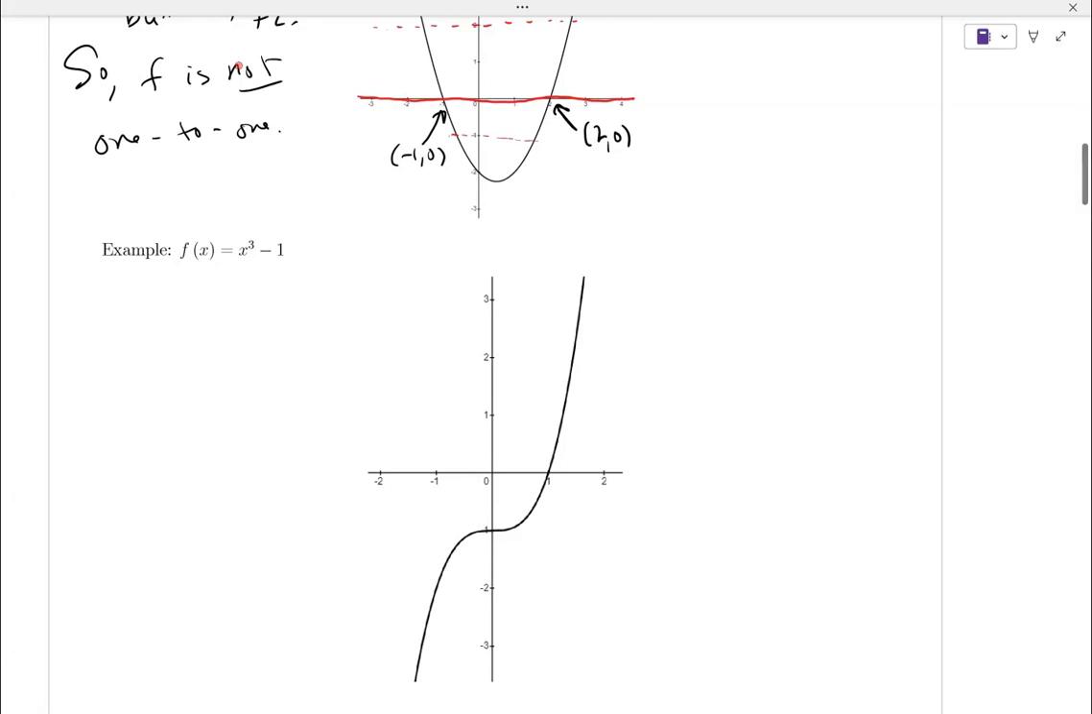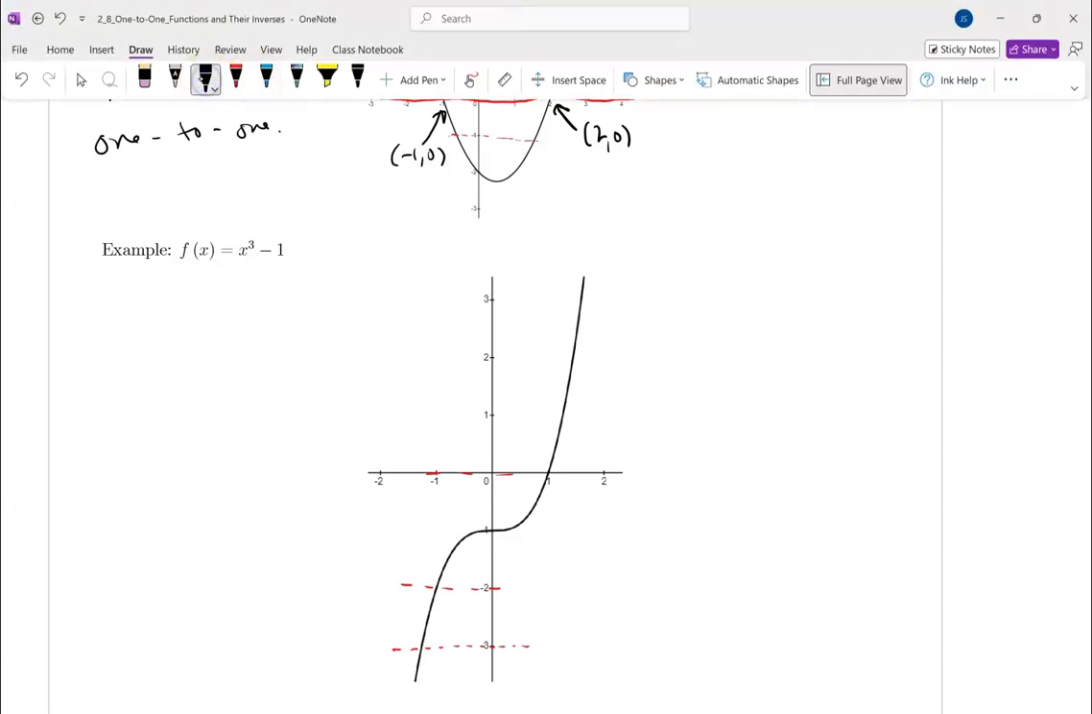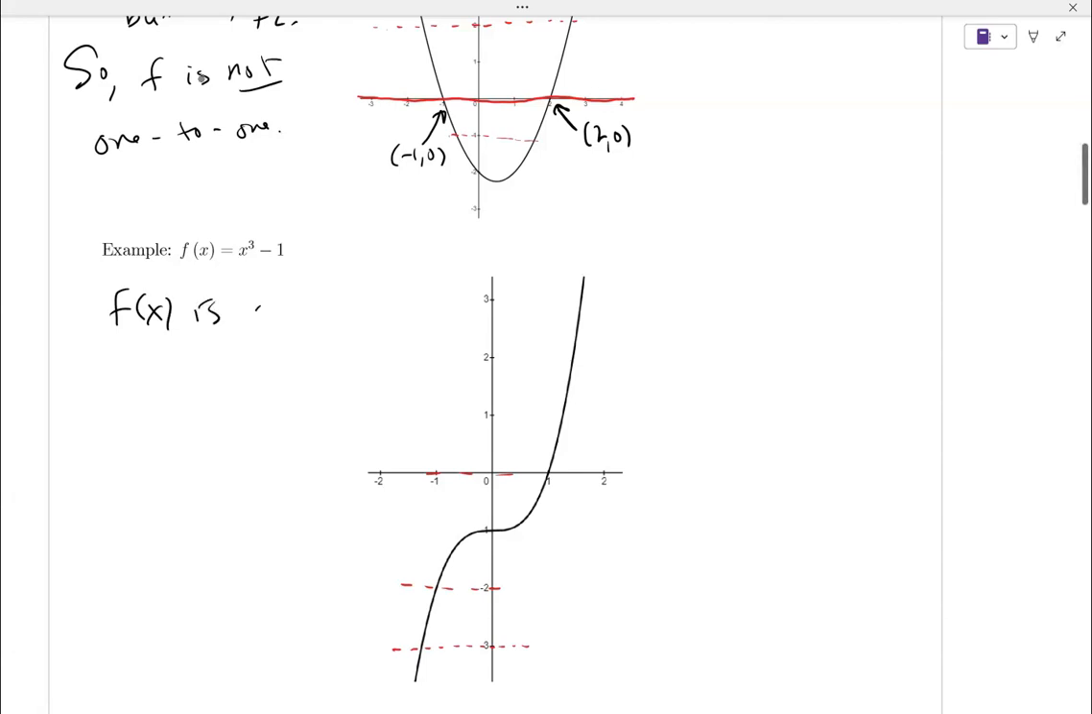Using that same idea down below here, how many times does that line cross? Just once, right? And this one, just once, right? As we move up, those horizontal lines only cross one time. Okay? So in this case, we would see that f of x is one-to-one. And we're looking at that graphically. And we use this idea of looking at horizontal lines crossing the graph.